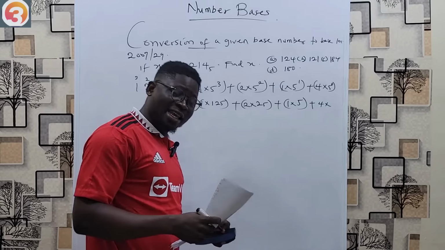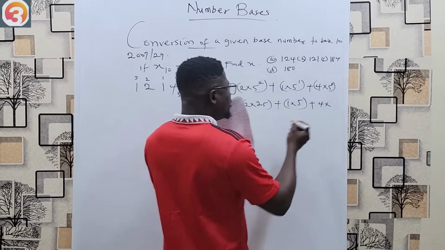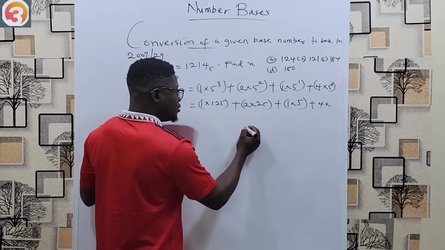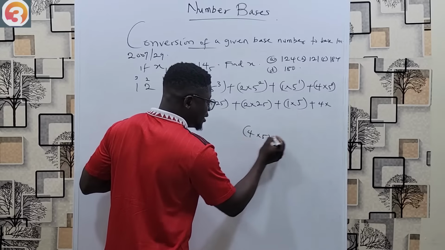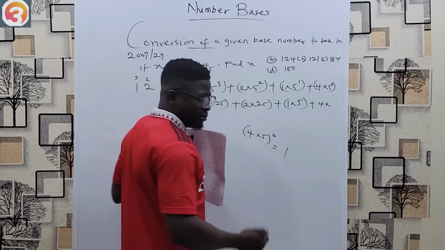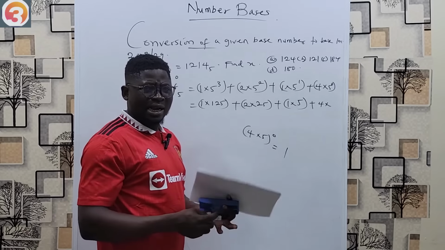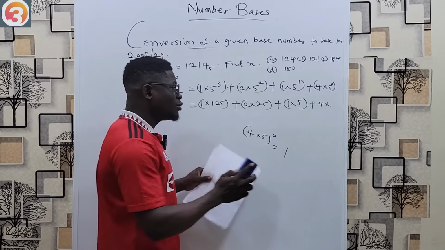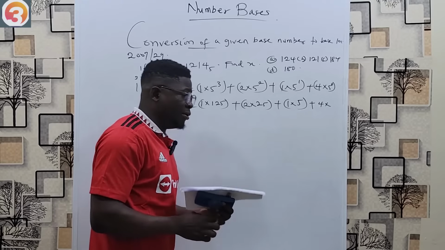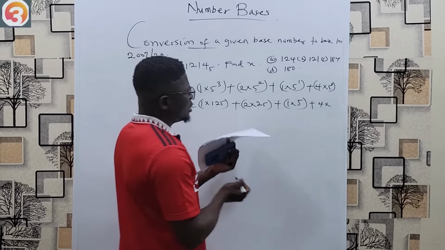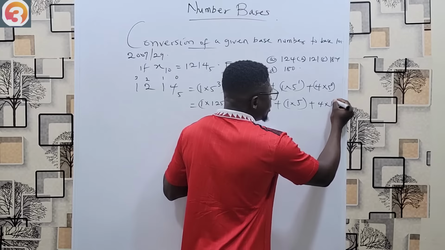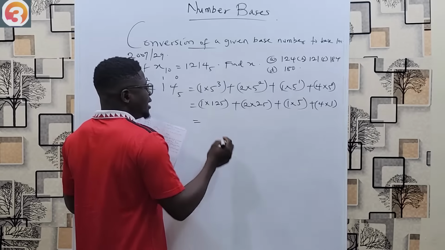That's why you have to be very, very careful. 4 times 5 raised to the power 0: anything raised to the power 0 is 1, so 5 raised to the power 0 is 1. Getting that wrong will alter the result, and that is not the right thing. Now let's do the multiplication.